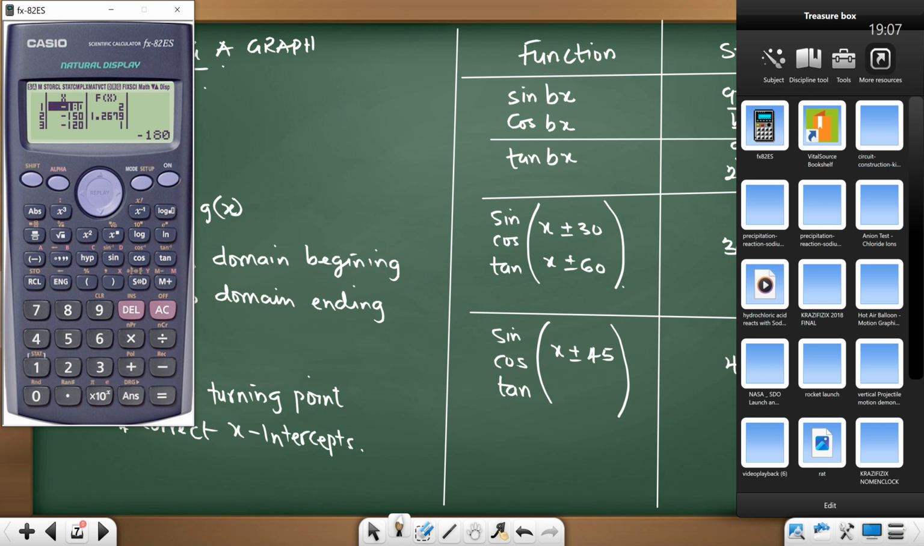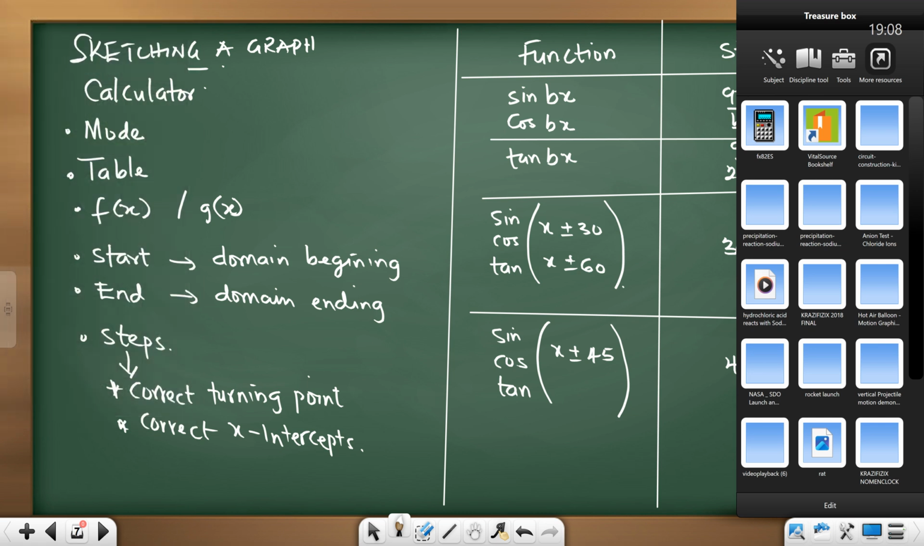Are we on the same page now, lady? Talk to me. Can you guys hear me? Talk to me. I'll repeat quickly again. We follow the instructions here. Mode, table, f of x, start, end, and step.